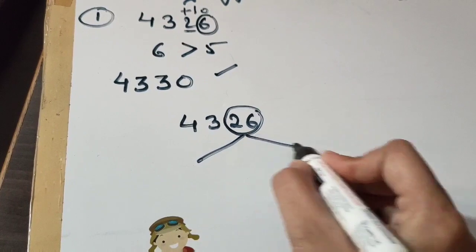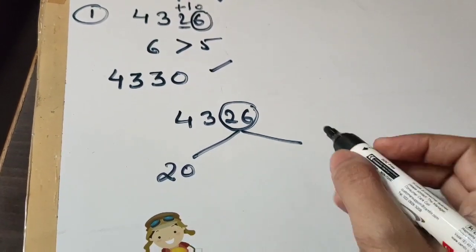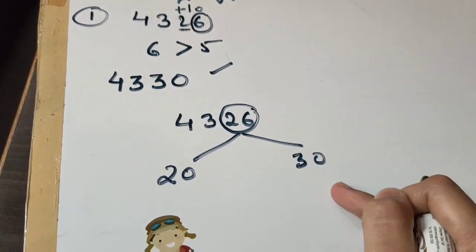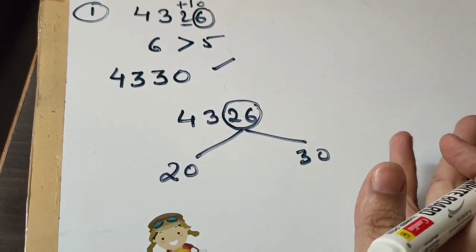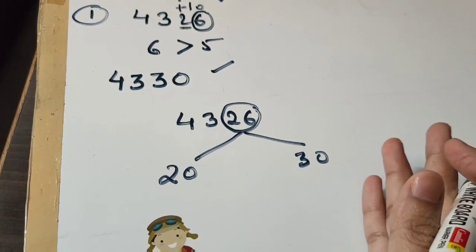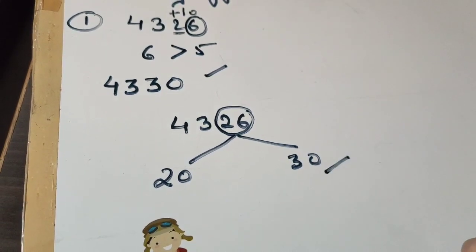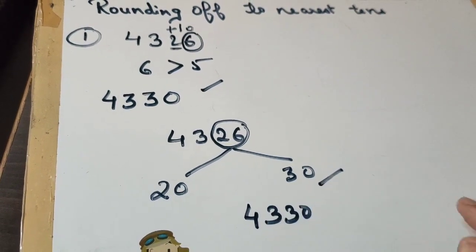Now you have to tell me, is 26 near to 20 or 30? It's near to 30 because it's more than 25. So it's 26, so it's more than this. So 30 will be the answer. So the answer will be 4330.